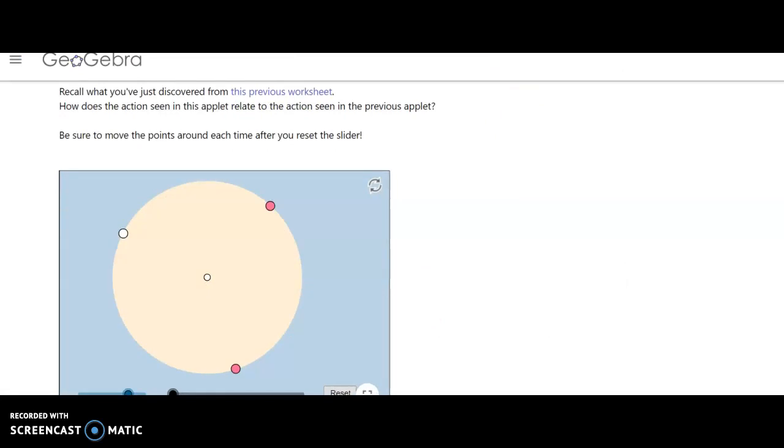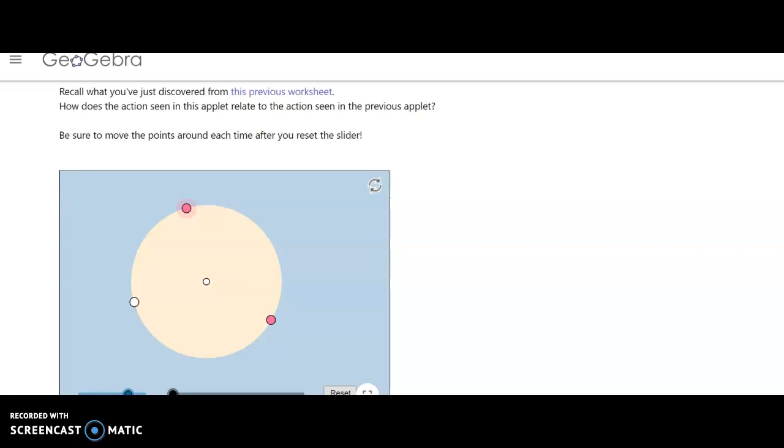So let's look at the equidistant chord action in the GeoGebra applet. Okay, so that's over here. Recall what you've just discovered. How does the action seen in this applet relate to the action in the previous applet? All right, so it looks like white makes the circle bigger or smaller. This one kind of moves it around, but also makes it bigger and smaller. And then pink, we can just move around the circle.